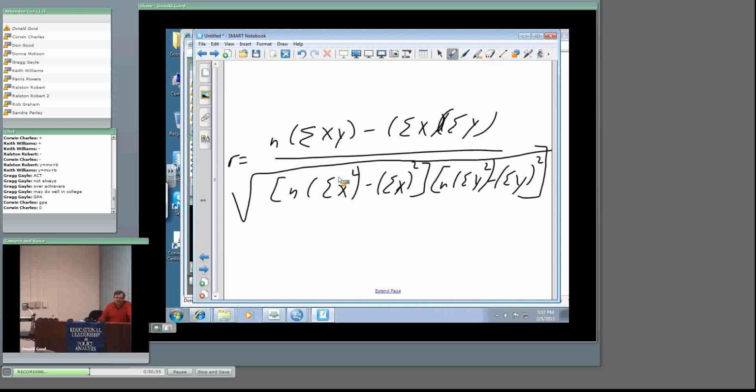Square the X's and add what you've got. Add all the squares together. We've done that. Add the X's together, then square that. We've done that. Let's do the same thing with the Y's. We've done that. It's a messy formula, but it's not complicated. We've done every part of this.